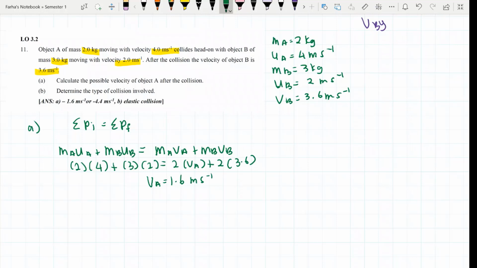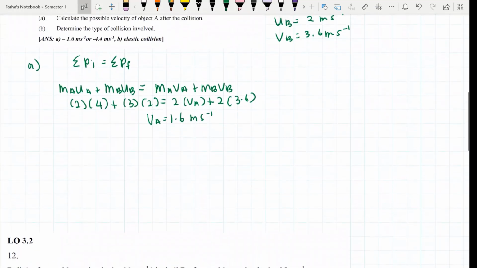Then B, determine the type of collision involved. So how do we know the type of collision involved? We already know the two velocities are different, but to prove it, we cannot just mention elastic collision, we must prove it by applying the conservation of kinetic energy, that is, sum of kinetic energy initial must equal kinetic energy final.